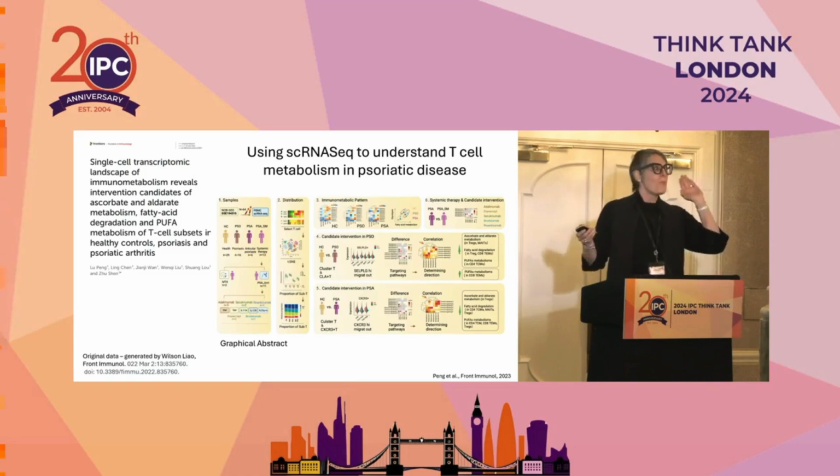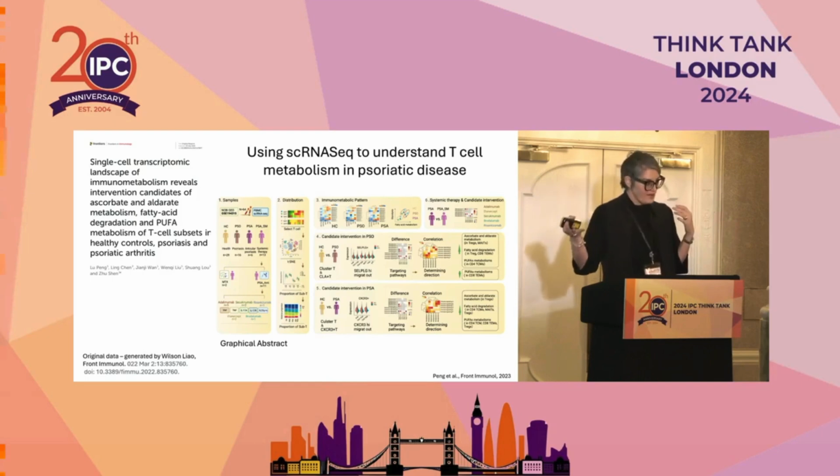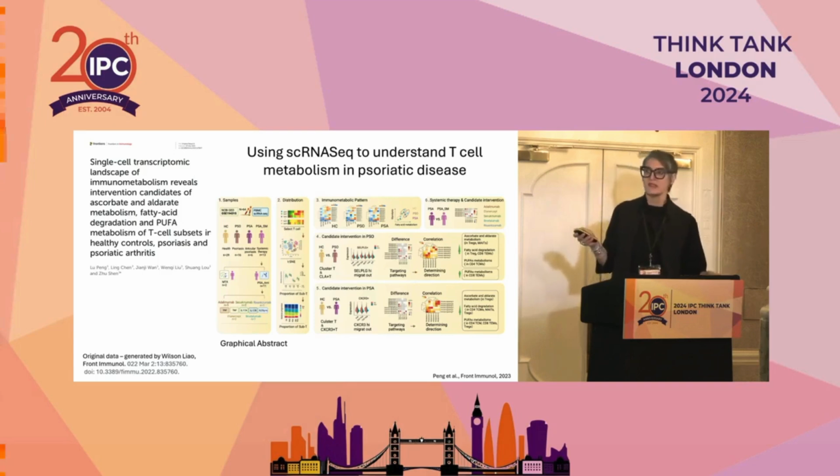So where do I think metabolomics is going? This study has limitations, but I love the concept of it because what it's doing is combining single-cell RNA sequencing to study metabolic change. And they're doing this by looking at specific metabolic pathways that KEGG analysis will tell you about, and they're looking at changes in gene expression specifically related to these pathways.